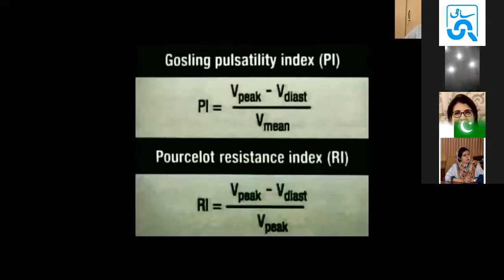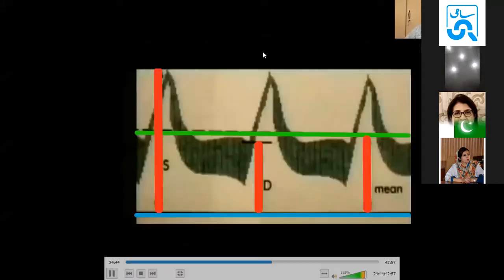This is just a formula for those of you who would like to note down: what is the PI formula, what is the RI formula. The problem is the more complicated the formula, the more error happens. So PI may have an error of plus minus 20, whereas SD ratio may have an error of plus minus 5. That's why in the umbilical cord we always take SD ratio, and I can debate on that if you have questions at the end.